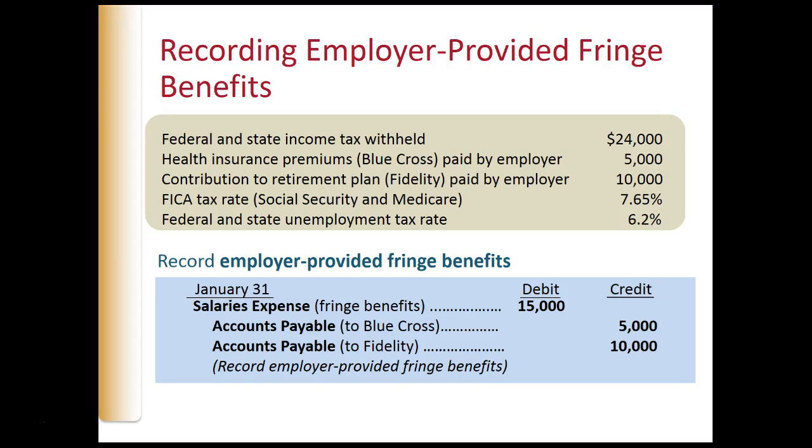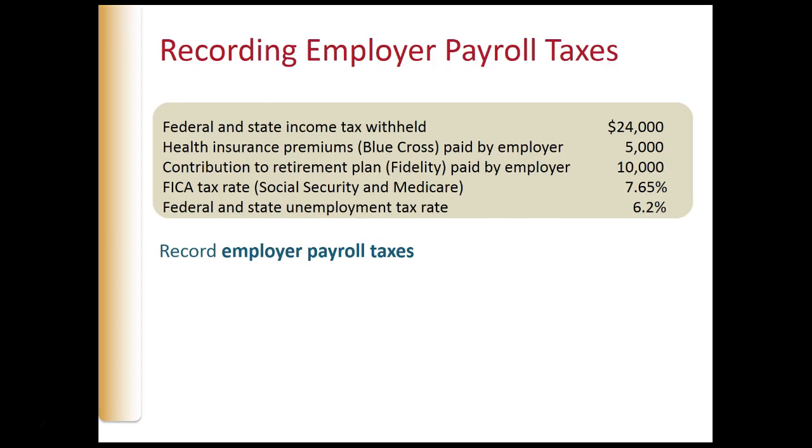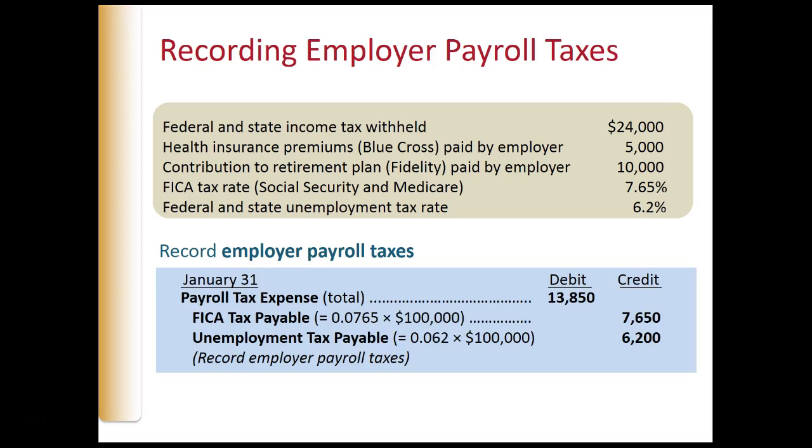Now, Hawaiian Travel Agency also records its employer-provided fringe benefits as salaries expense and records the related credit balances to accounts payable as shown in this journal entry. The company also pays the employer's FICA taxes at the same rate that the employees pay, 7.65%, and also pays the unemployment taxes at the rate of 6.2%. The employer's payroll taxes are recorded as shown in this entry.